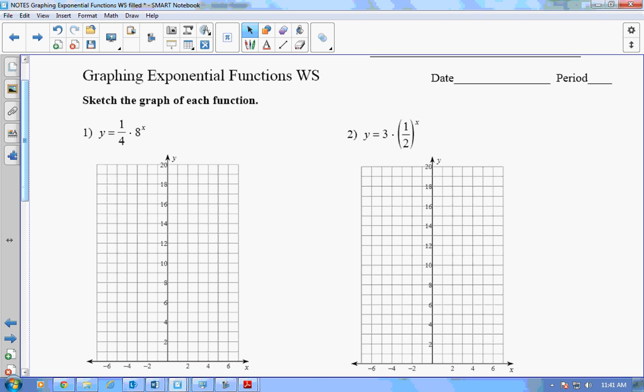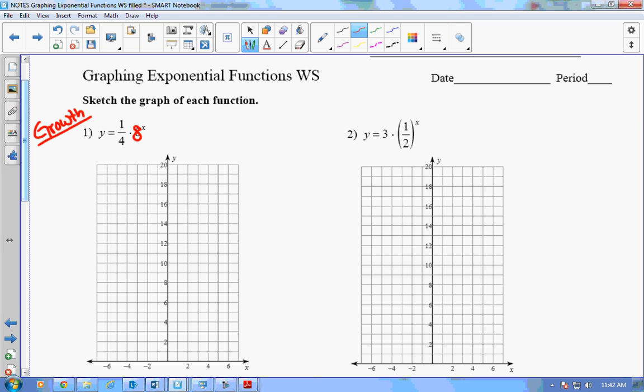Yeah, 1/4 is a multiplier. The base holds up the exponent. The base is 8. Okay, based off of what I just told you and reviewed on your notes, you should have written down, the base is a number greater than or equal to 1, so is it a growth or is it a decay? It's a growth. So when we graph it, we should make sure it's growing. Right, growth.